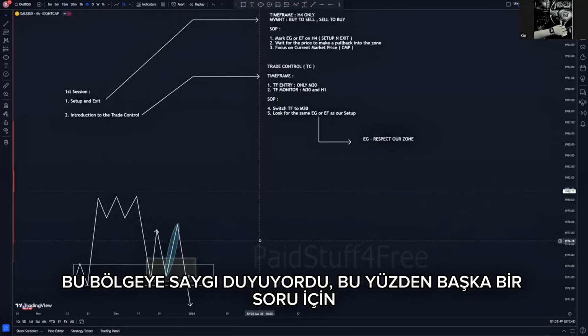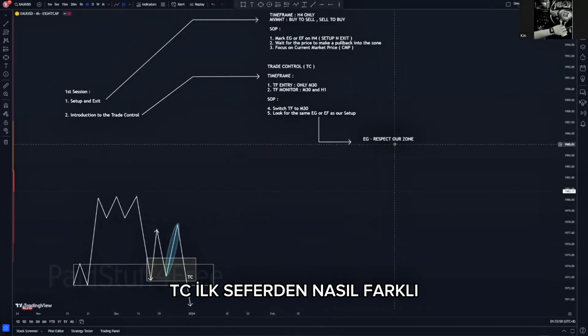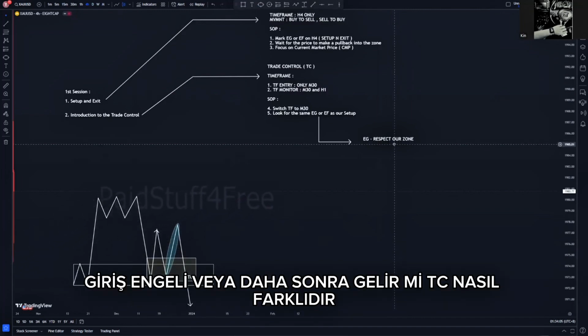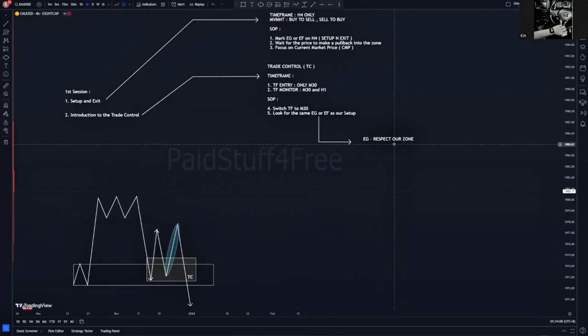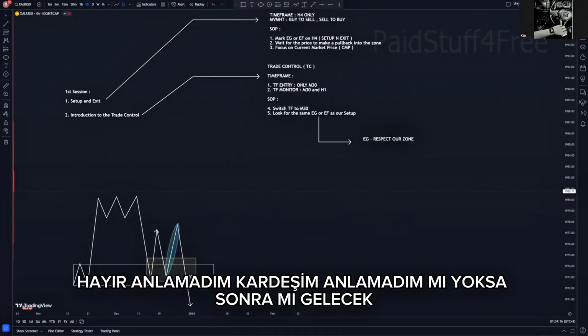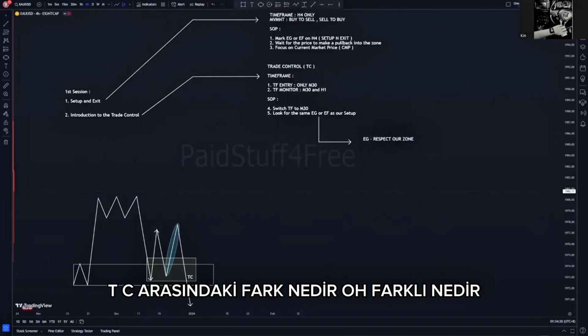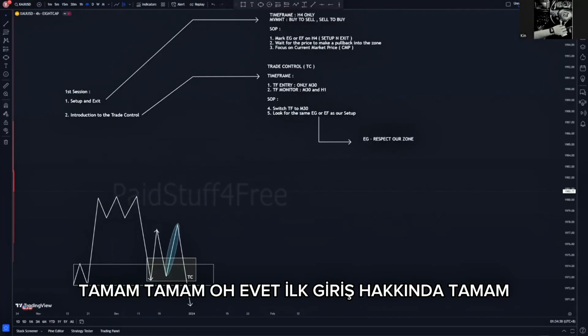For now, another question. Before we jump to the next one: how is the TC different from the first time entry roadblock, or does that come later? How is the TC different from the first time entry roadblock? Okay, oh yeah, about the first entry.